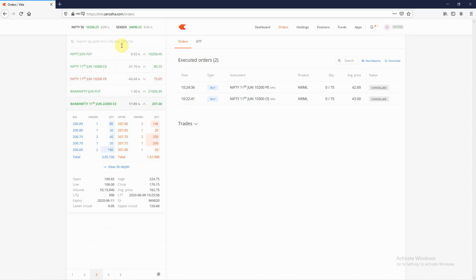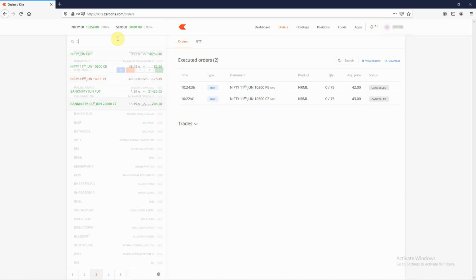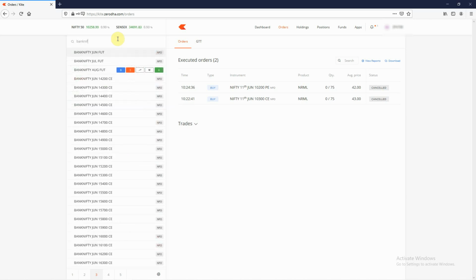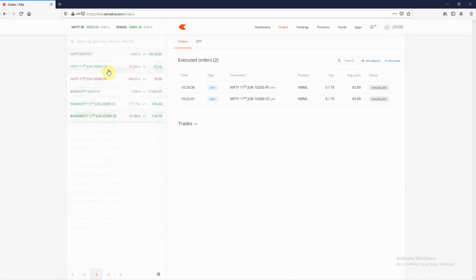Now say I'm expecting a little more bullishness in the market, so I go for a higher contract. Say I want to buy a Bank Nifty 22,300 call option for the nearest expiry. I choose that again. Its premium right now is 132. So I'm saying okay, I expect bullishness in this contract. I want to execute this order.